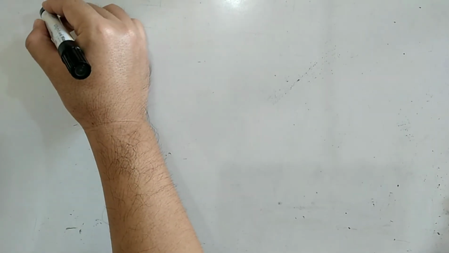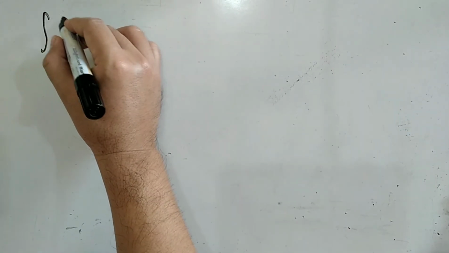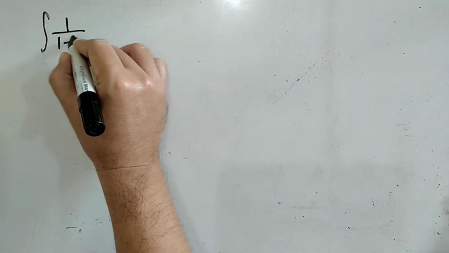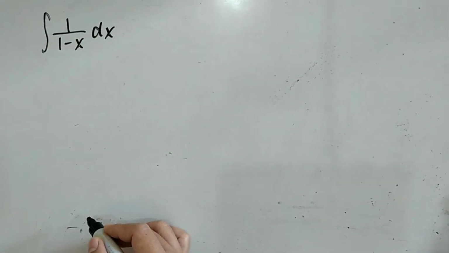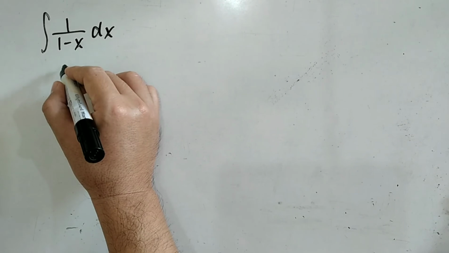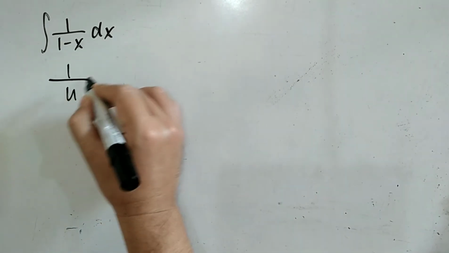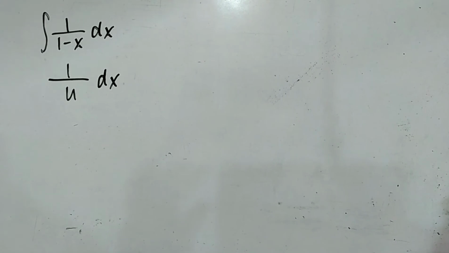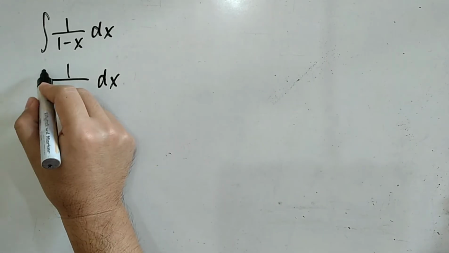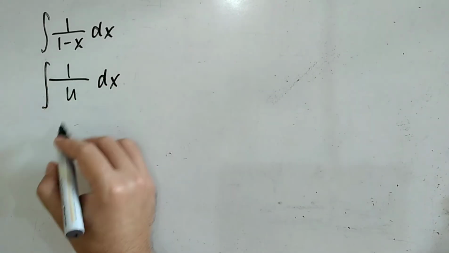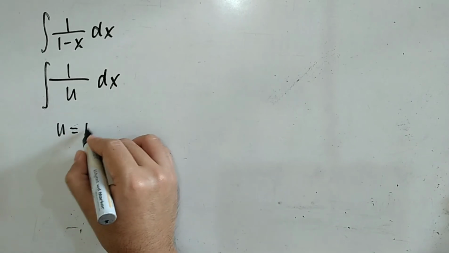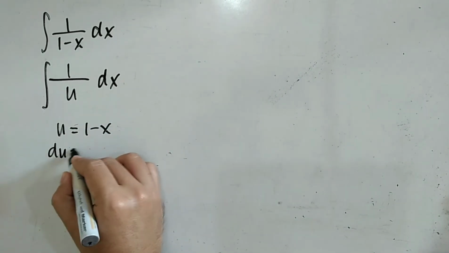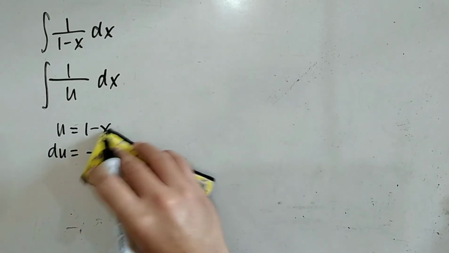The other technique which we applied previously in solving the equation was adjusting the integrand. If this is 1 over 1 minus x dx, how do we adjust the integrand? We know that if this is to resemble 1 over u du, we substitute 1 minus x with u. So u is equal to 1 minus x, and du is equal to negative 1.